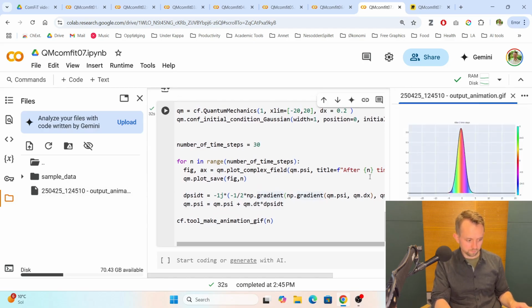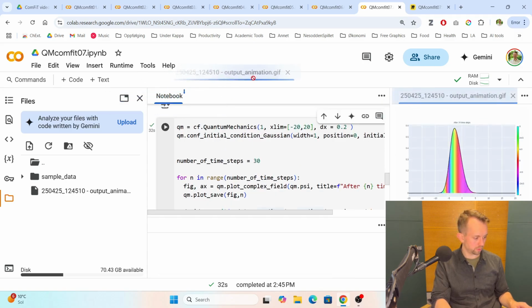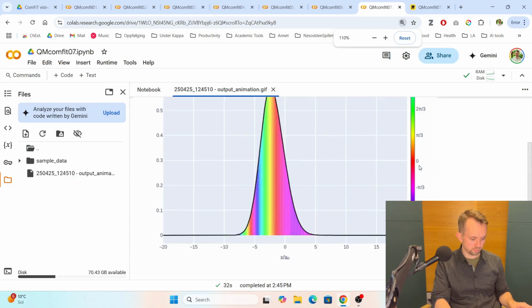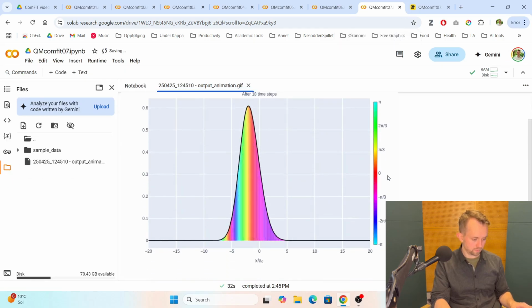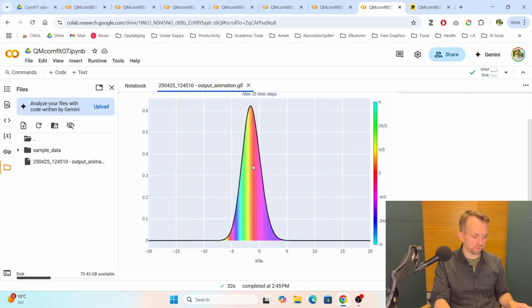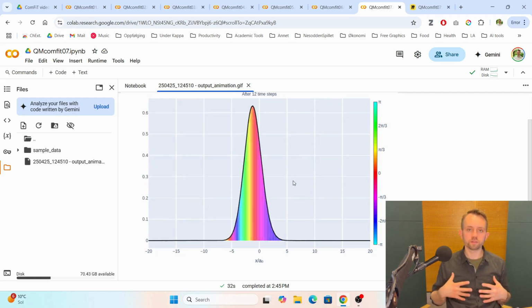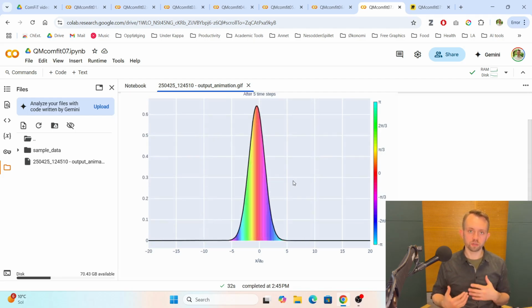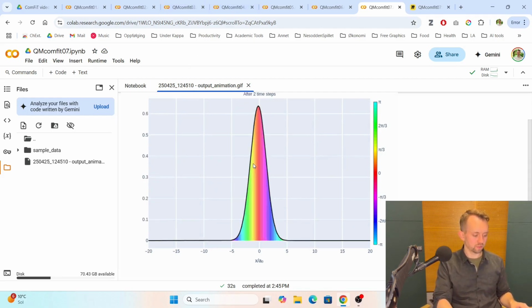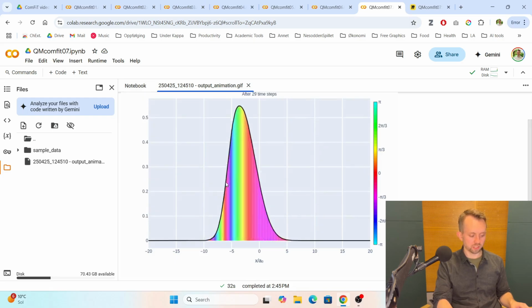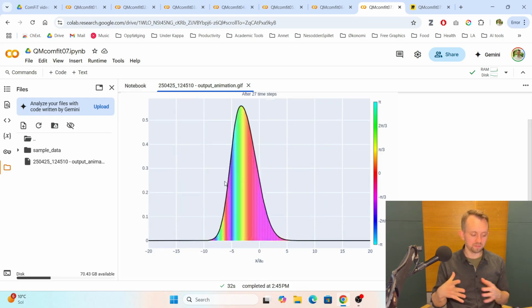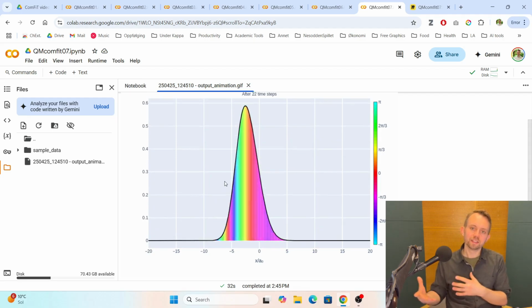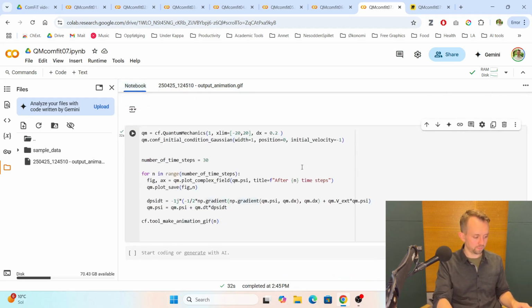So here we have it. So here you can see the evolution of the wave function. It's kind of small. So here you can see the evolution of the wave function. So this is essentially what the Schrödinger equation does to an initial wave function which has a velocity in the negative x direction, and it behaves as you would expect. It moves along that velocity.